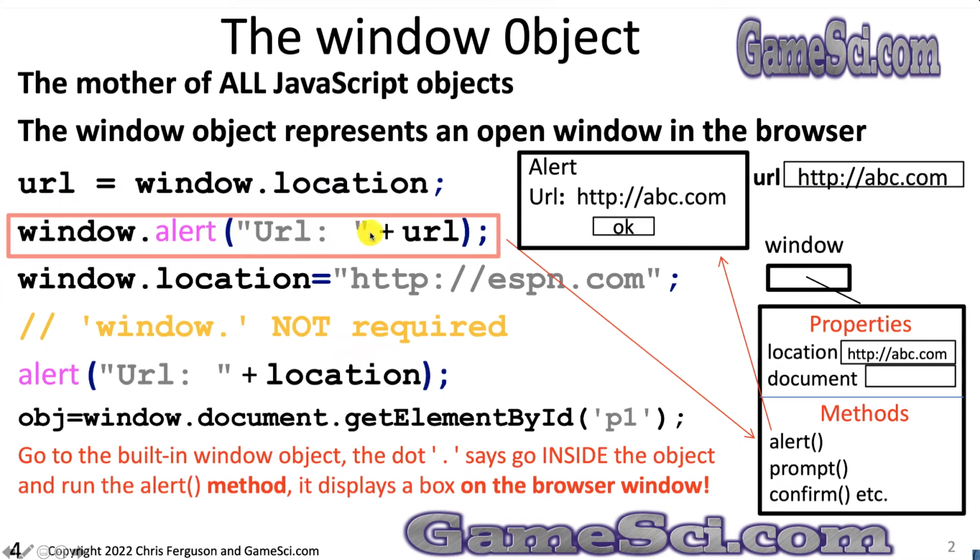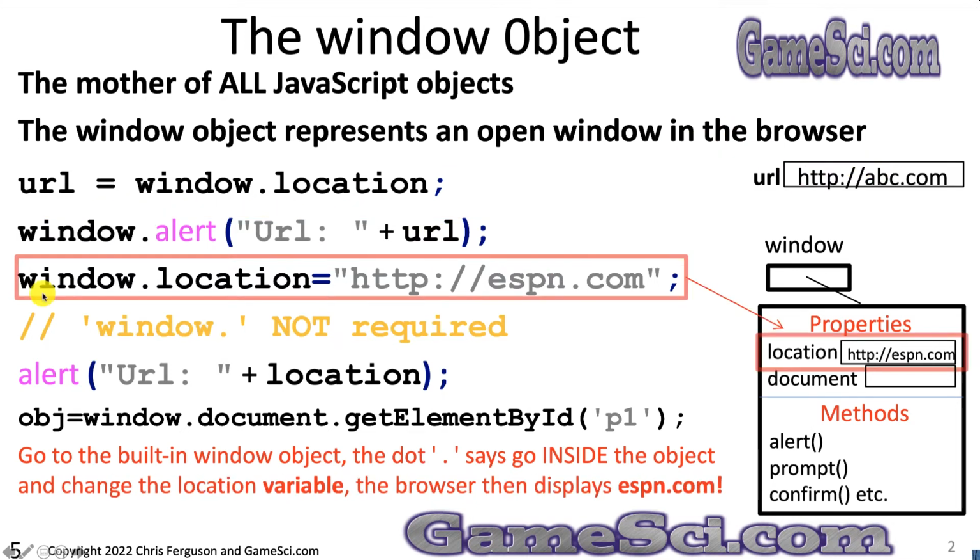Window.alert and pass it this parameter. Once again, go to the built-in window object. There it is. The dot operator says go inside that object and run the alert method. Now, how do I know it's a method? Because of the parentheses. I'll pass it this parameter, and it'll put a display box on the browser window. So this command goes to the window object and runs this method. This method pops up that alert box with that message in it. See where the URL colon comes from? Right there. Where does the abc.com come from? It comes from the URL variable that we pulled out earlier.